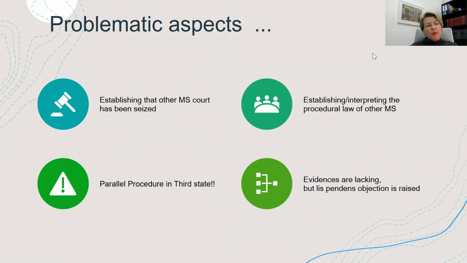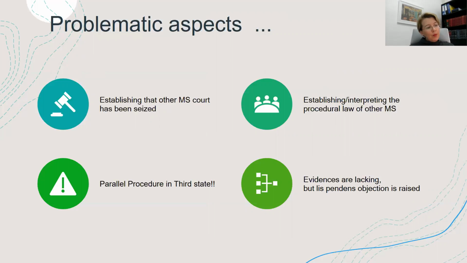So the remaining problematic aspects would for sure be to establish that another member state court has been seized, or to establish and apply the procedural law of other member states. As well, the evidence may be lacking, but one of the parties would raise the lis pendens objection. Some of these issues would maybe be dealt with adequately with the revision of the provision on cooperation.